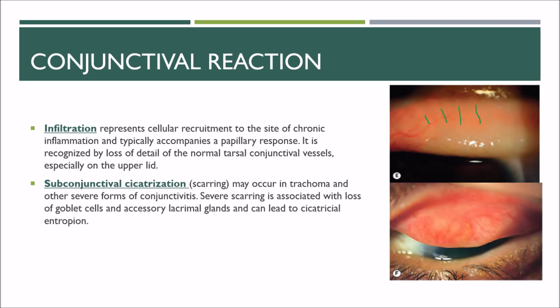Subconjunctival cicatrization or scarring may occur in trachoma and other severe forms of conjunctivitis. Severe scarring is associated with loss of goblet cells and accessory lacrimal glands and can lead to cicatricial entropion. As it is seen here, there is severe scarring here in the slit.